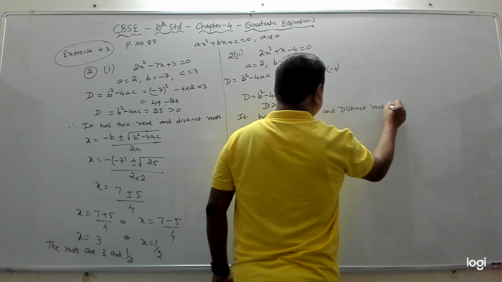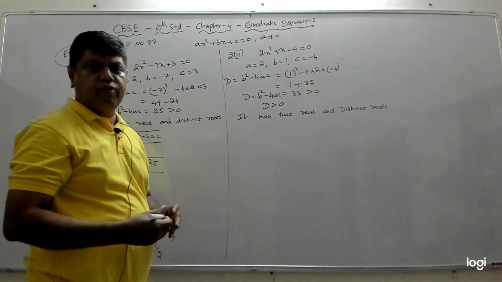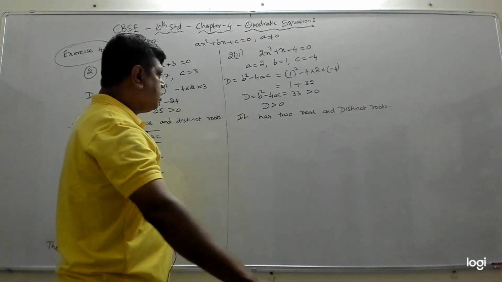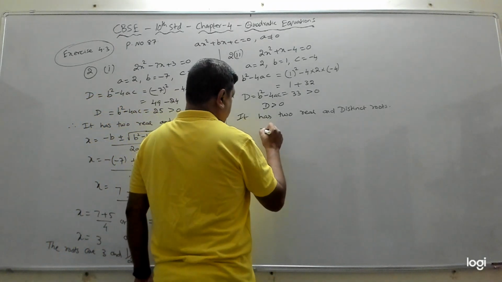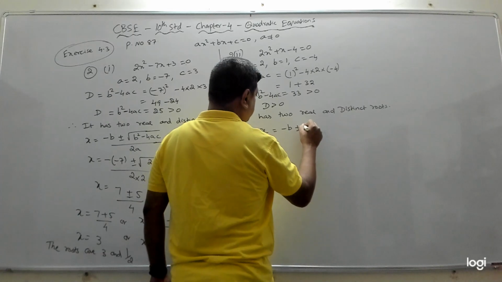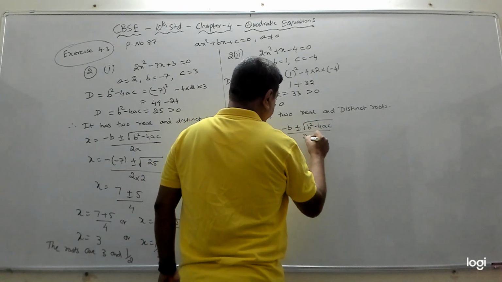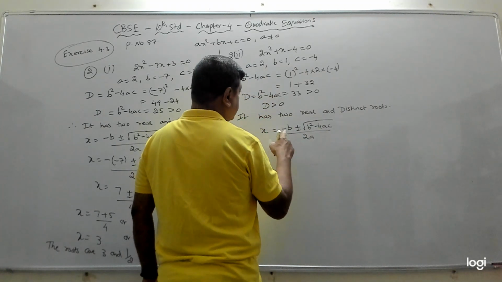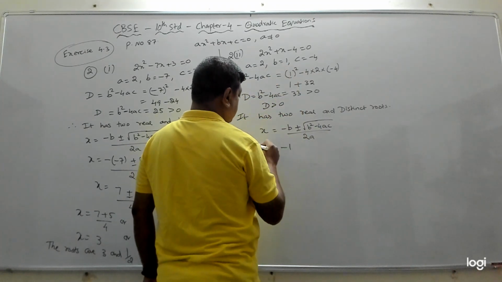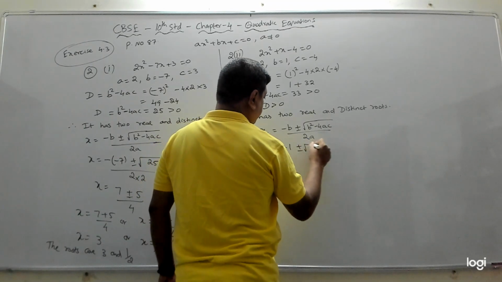Now we can try to find what the roots are using the quadratic formula. The quadratic formula is x is equal to minus b plus or minus square root of b square minus 4ac, by 2a. That is equal to minus b. B is what? 1. Minus 1 plus or minus square root of b square minus 4ac.